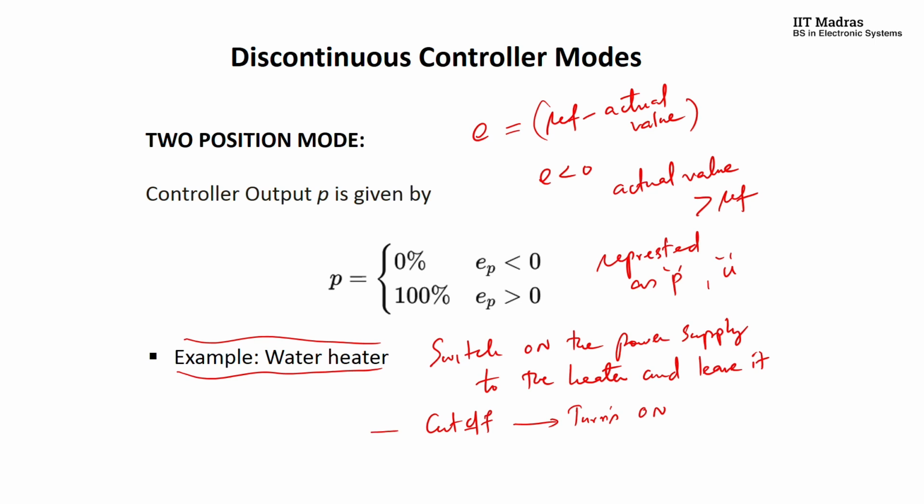So these two things happen automatically. That means if the water is getting heated too much, the power supply is cut off, and if the water is getting colder, the power supply is turned on again to the heater. This is the way a heater works. Now that this is the kind of operation we expect from a heater, is there any problem with this approach is what we need to understand.